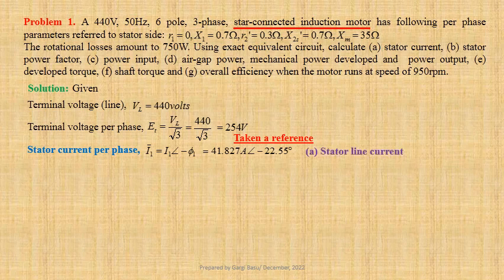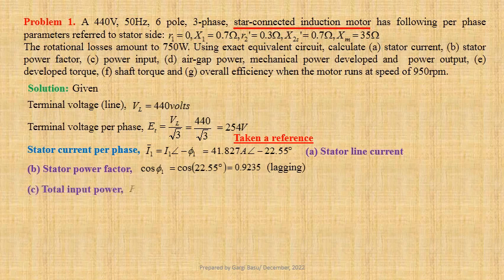Now we shall calculate stator power factor. Cos phi 1 equals cos of 22.55 degree, that gives us 0.9235 lagging. For three-phase induction motor, total input power Pin equals root 3 times VL into I1 cos phi 1. Using values we get root 3 into 440 into 41.827 into 0.9235, which is approximately equal to 29,438 watts.